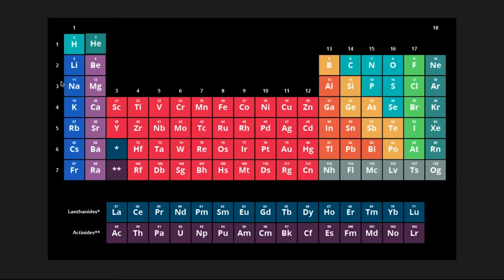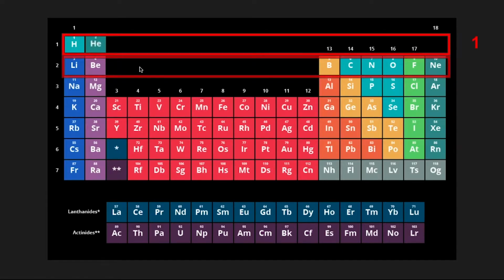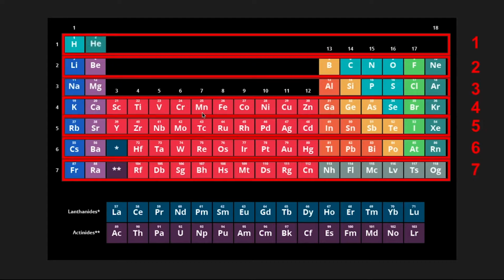So let's start off with explaining the periods in the periodic table. Every element in the first period has 1 shell. Every element in the second period has 2 shells. And every element in the 3rd, 4th, 5th, 6th, 7th period has the corresponding number of shells based on which period they are. So 3 shells, 4 shells, 5 shells, 6 shells, 7 shells.